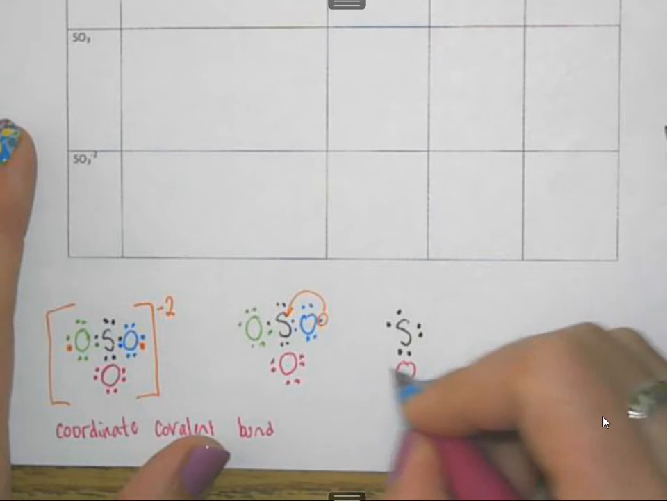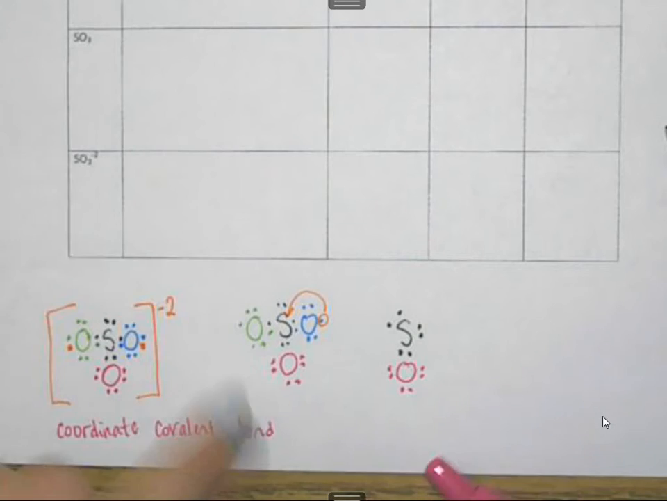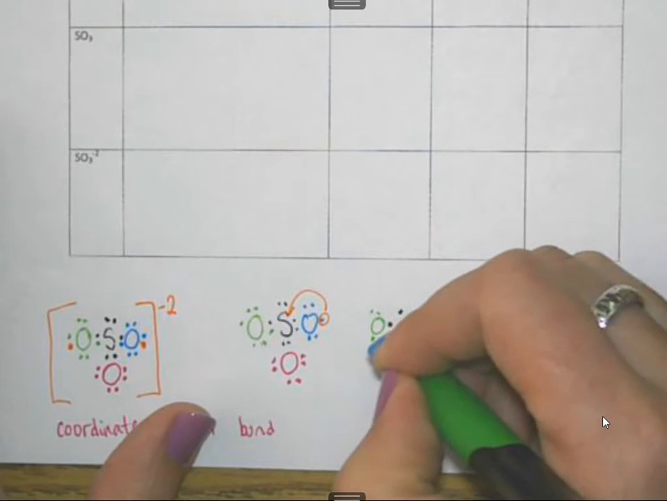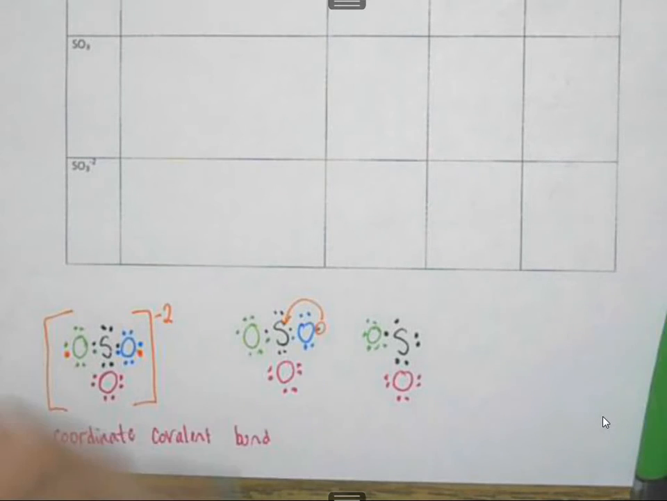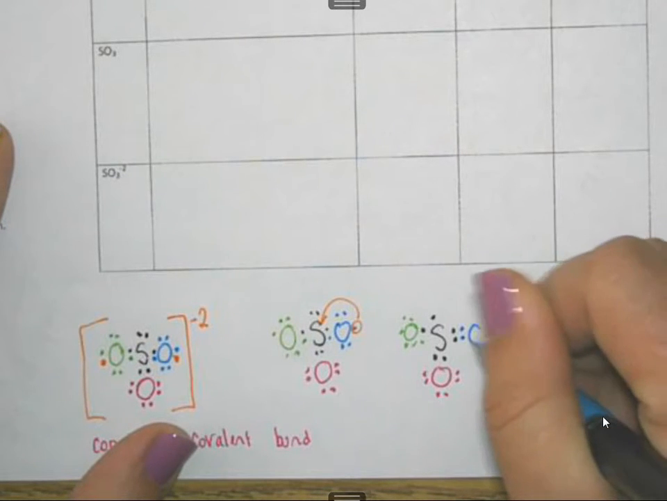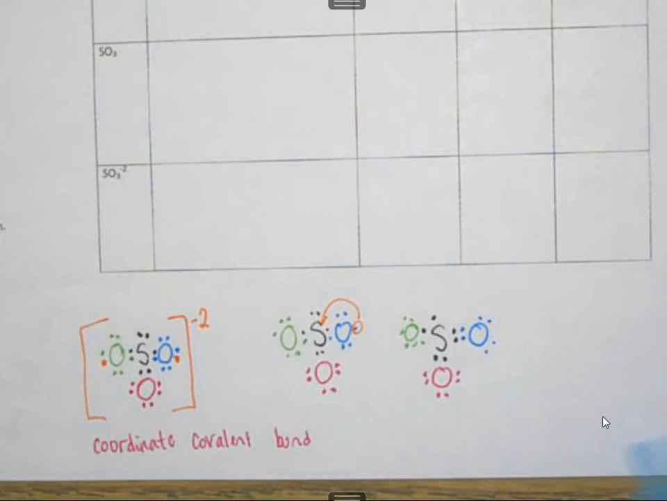Let's see, the easy one is putting this back at the bottom. I'm going to put the green one back over here to the left. And then somehow I'm going to make a double bond here with this oxygen. See what I just did? Okay, is sulfur happy now?